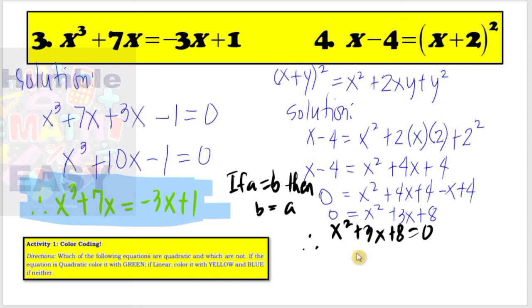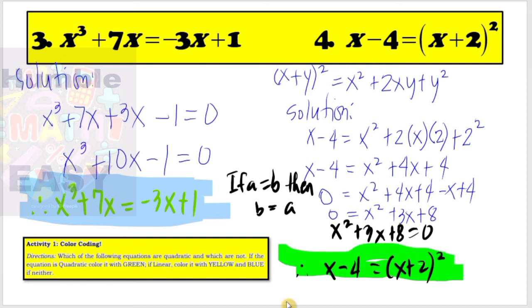So you could say that x minus 4 is equal to quantity x plus 2 quantity squared is now a quadratic equation. If it is quadratic, you could now mark it as green. Okay, so we now mark this one as green. Let's proceed to the next one.